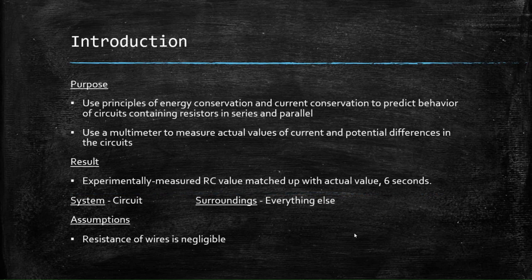Just a little introduction. The purpose of this lab is to use principles of energy conservation and current conservation to predict the behavior of circuits, in cases of series and parallel, and then use a multimeter to measure the actual values of the current and potential differences in the circuits. Preview of results: the experimentally measured RC value matched up with the actual value, at 6 seconds. The system was the circuit, surrounded by everything else. The assumption we made was that the resistance of wires is negligible.